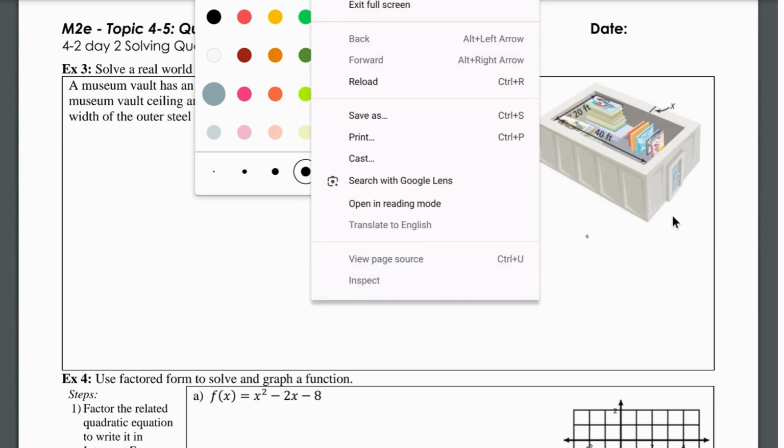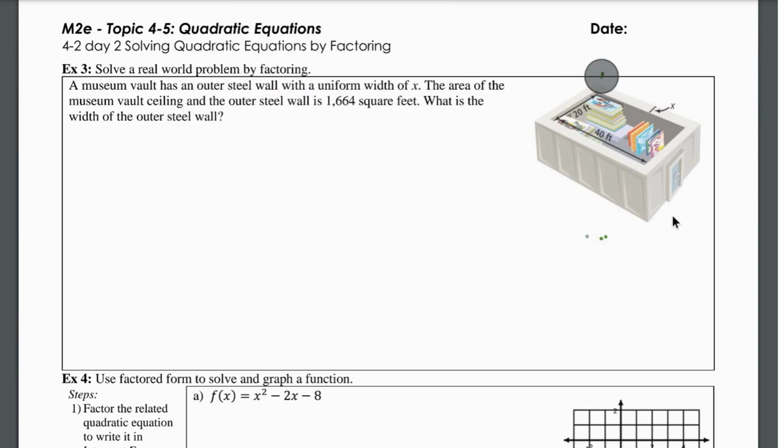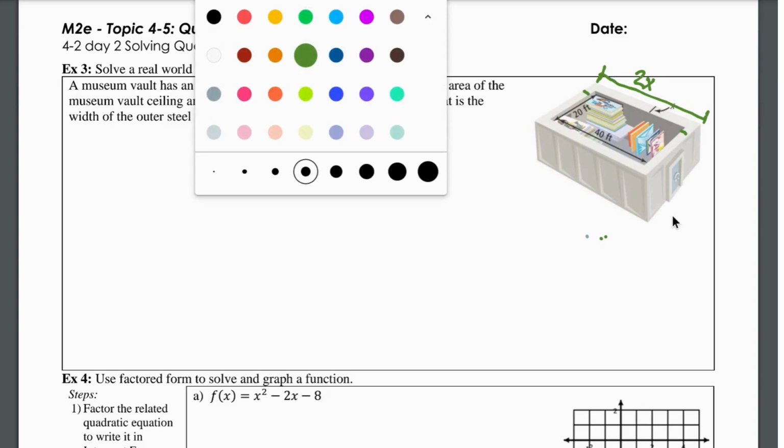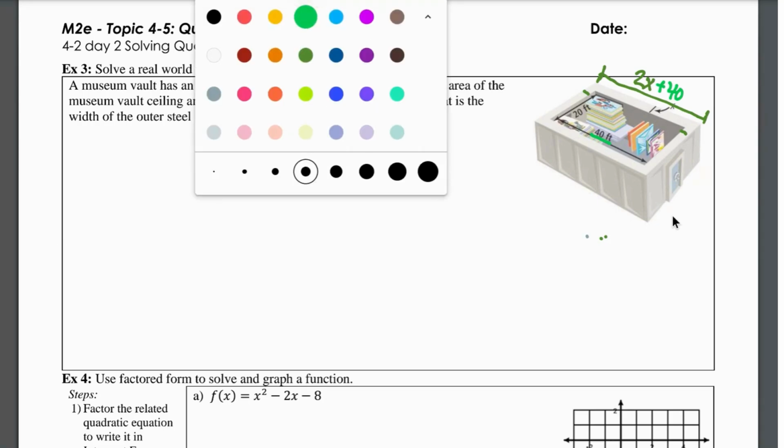So what we want to think about is that if I want to find the entire length here, I have an X on either side, right? That's an X and that's an X. So there's 2X that's being added to the length that's labeled, which is that 40 feet. So 2X plus 40 would represent that length of the wall. And then I have to do something similar on the other side.